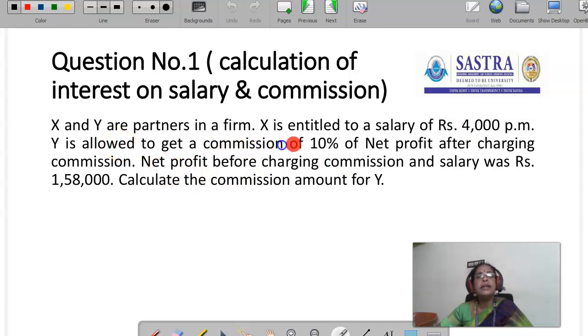Y is allowed to get a commission of 10% of net profit after charging commission. While calculating the commission, you have to remember whether it is given as net profit after charging commission or net profit before charging commission. Here the net profit after charging commission is given. The net profit before charging commission and salary was rupees 1,58,000. We have to calculate the commission amount.